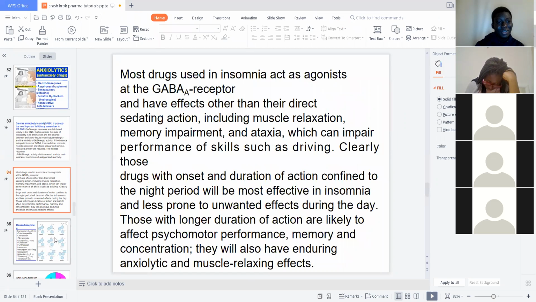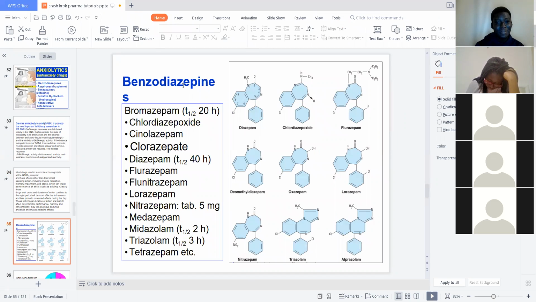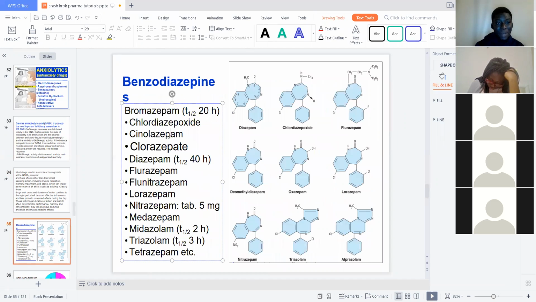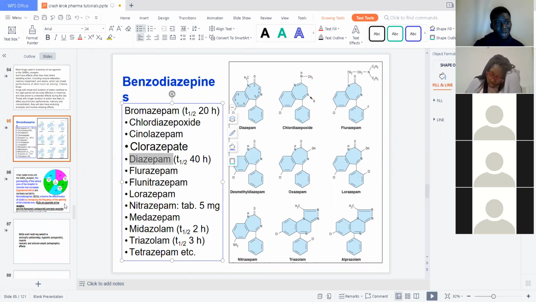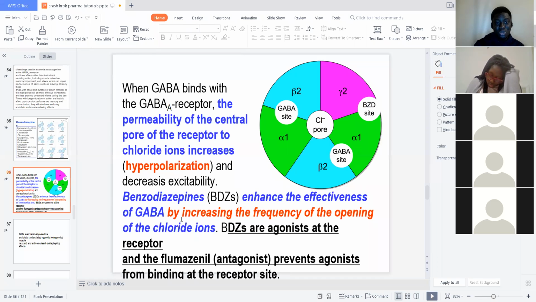Okay, so the main drug here is benzodiazepine. I want you to remember benzodiazepines end with -pam. They can twist it anyhow they like. Gidazepam is a popular question for KROK. Gidazepam, diazepam. So -pam is benzodiazepine. It is going to act on the GABA receptor and enhance the effect of GABA. Remember, GABA is an inhibitory neurotransmitter. So it's going to increase the frequency.